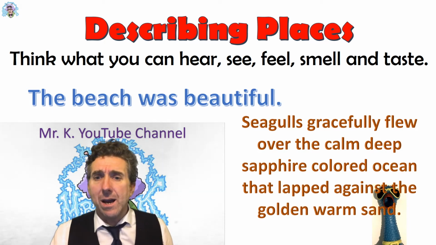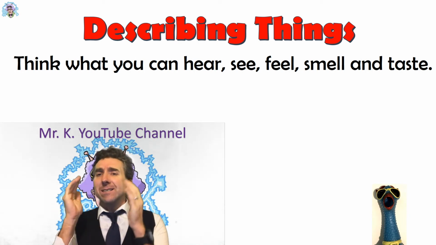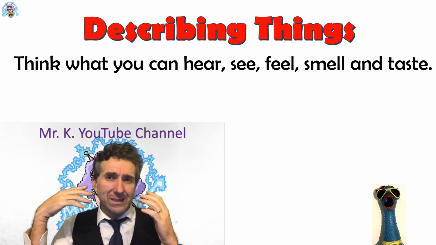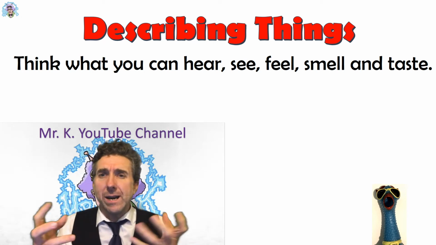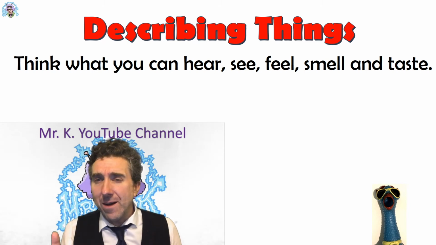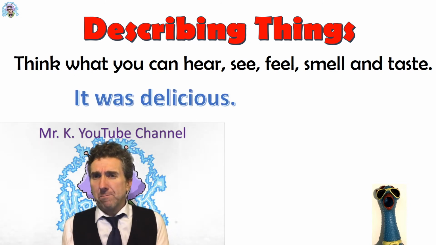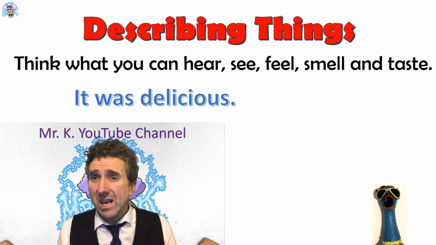Okay, so describing things. Once again, think about your 5 senses. What does it sound like? What does it look like? How does it feel? How does it smell? And how does it taste? If you think about your 5 senses and describe along those lines, then I'm pretty sure you can make it more engaging for the reader. Okay, so something that's pretty bland and straightforward and not very engaging because it doesn't paint a picture in the mind of the reader is something like, it was delicious.